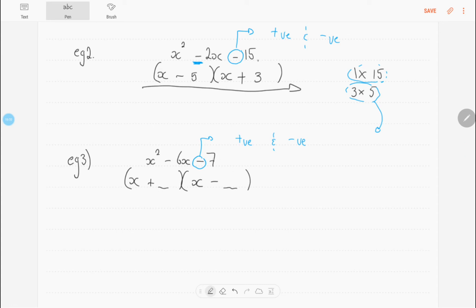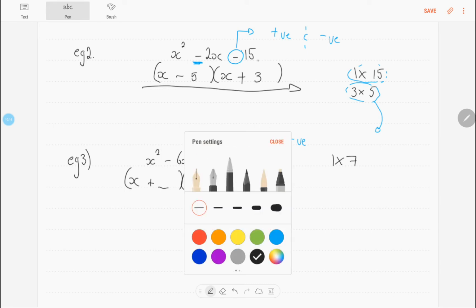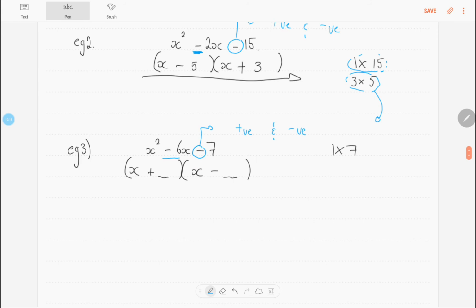So we do our constant term, we find our factors of our constant term. So 7 is a prime number, so we only have 1 times 7. Okay, so this one's relatively easy. We just have to look at which one gets a minus and which one gets a positive. So we are looking for a minus 6. So if we go 7 minus 1, we're going to get a positive 6. So that's not the one we're going to use. If we use 1 minus 7, we're going to get a negative 6. So that's the right one.